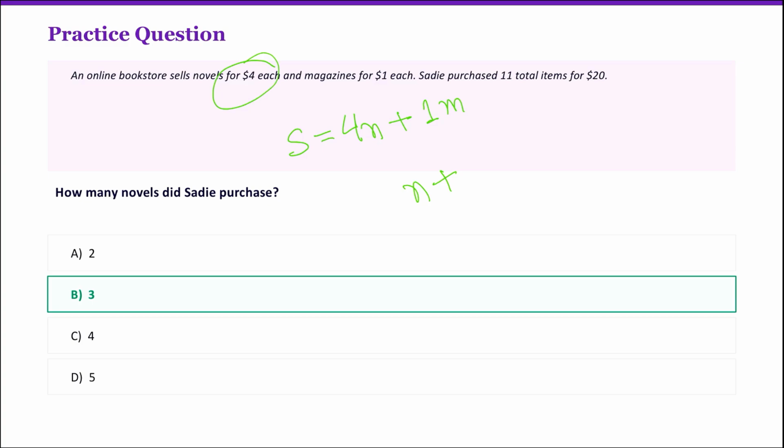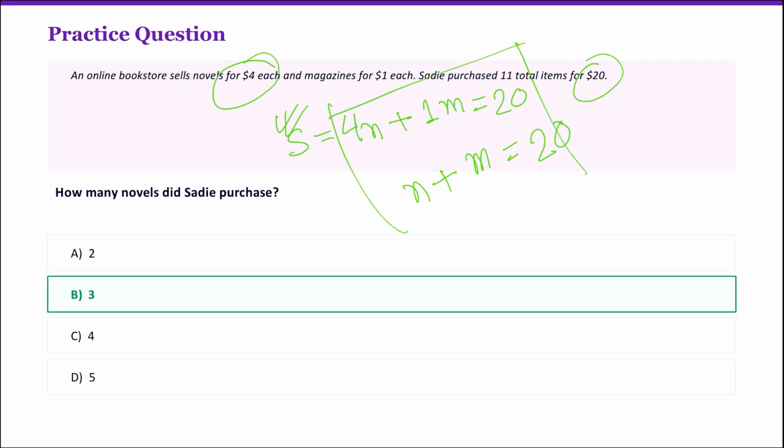And we know the second condition, that is the number of items that she bought in total, that is 11. So that would mean n plus m is equal to 11. What else do we know? We know with the value of this function S, we know how much money she actually spent in total, and that is $20. So we can go ahead and set that equal to 20.